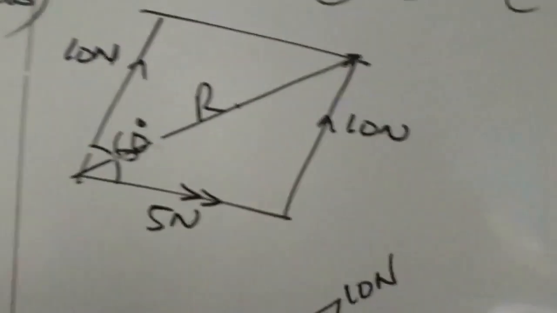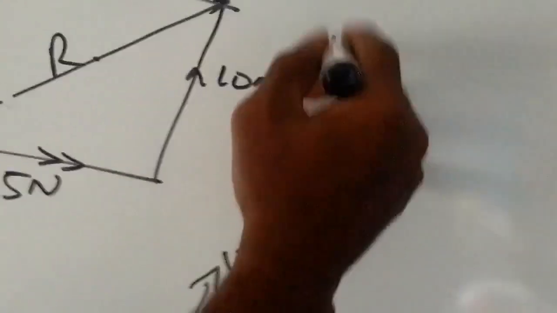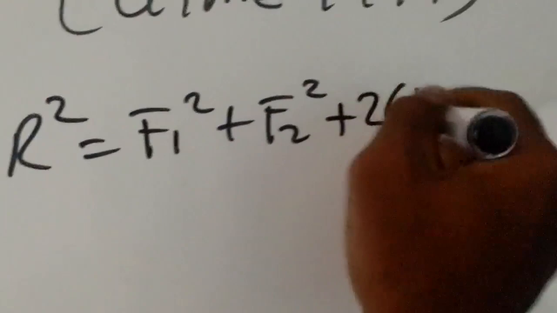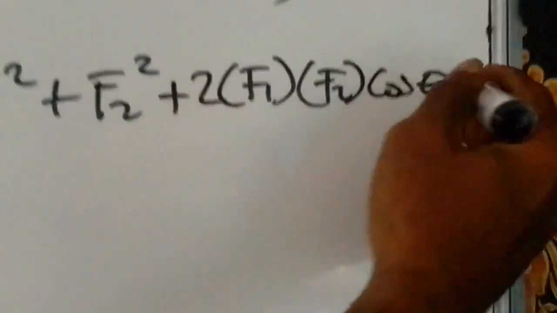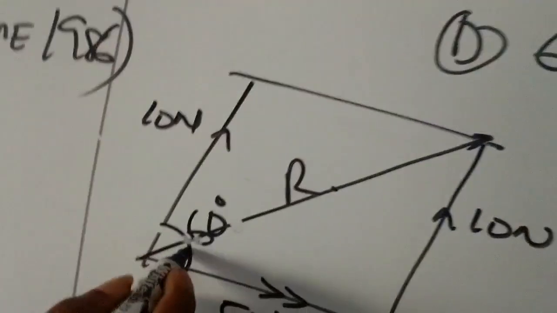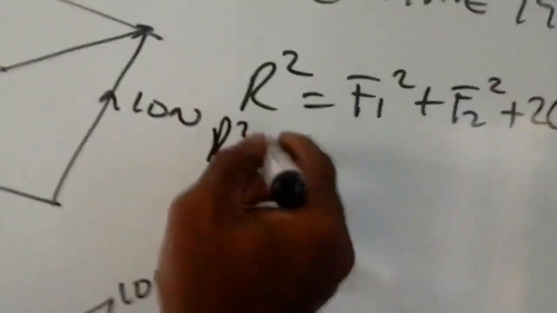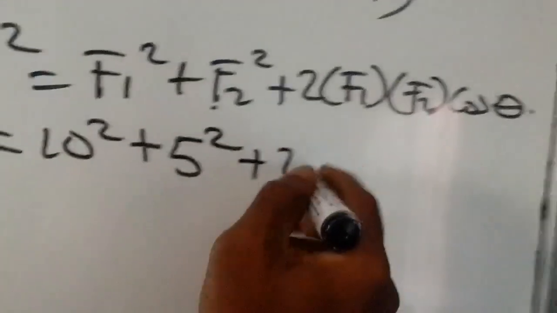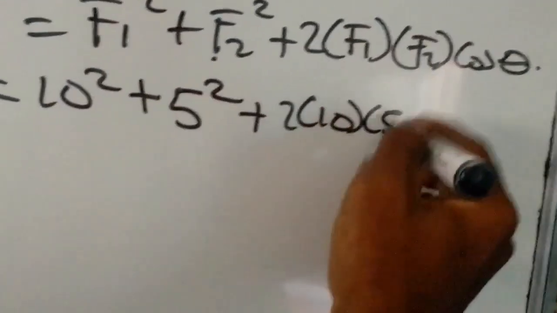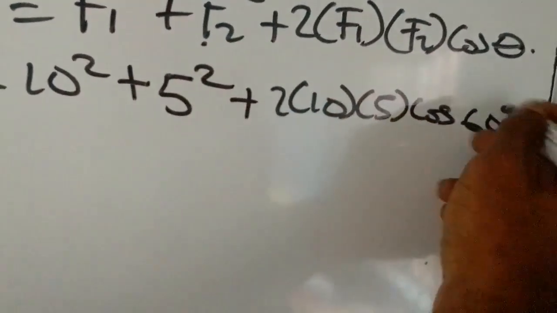So we apply the parallelogram law: R squared equals F1 squared plus F2 squared plus 2 times F1 times F2 cos theta, where theta is the angle between the two, which is 60 degrees. So R squared becomes 10 squared plus 5 squared plus 2 times 10 times 5 cos 60.